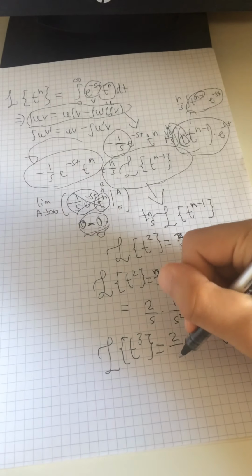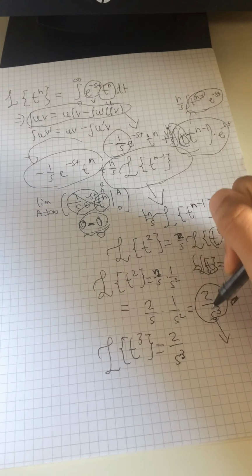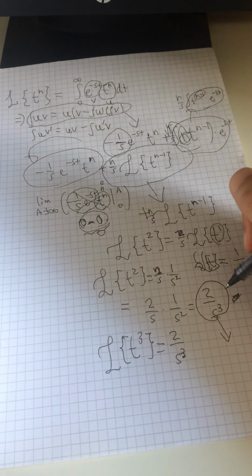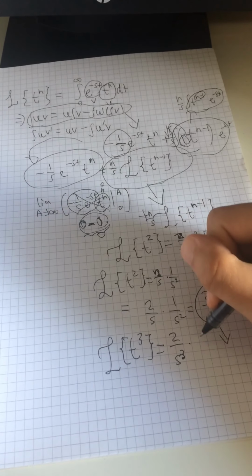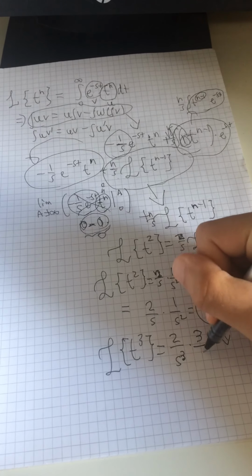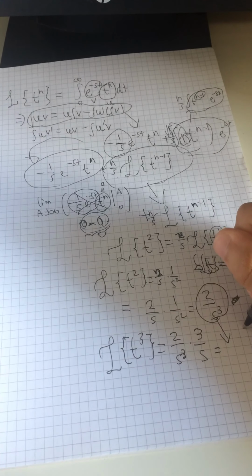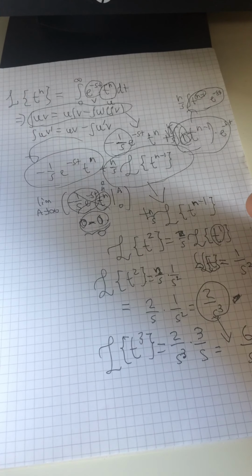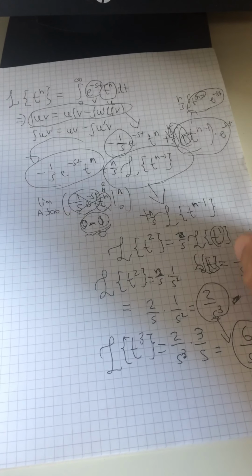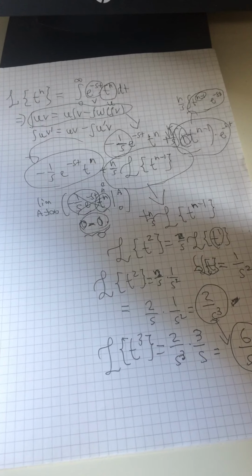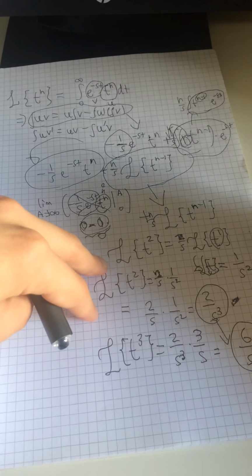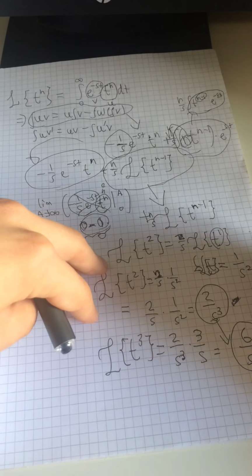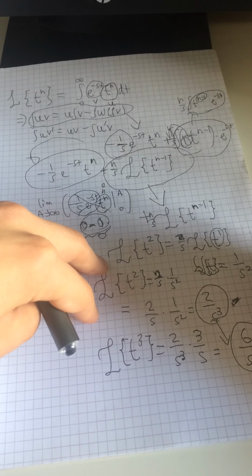So then that's just going to be the same value as the result of the previous Laplace transform times this. And what do we have here? What we have here is no less than 3 factorial over s to the power of n plus 1.